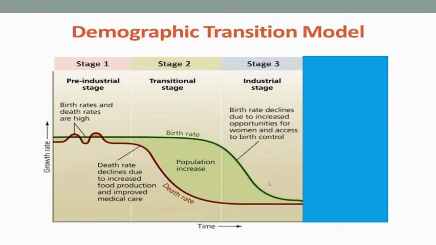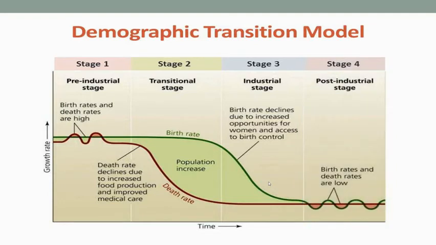So whereas the population is flat in stage one, it increases in stage two quickly. And then in stage three, we have what's considered an industrial stage. Now the death rates are low due to better food and medical care, but as opportunities increase for women, economic opportunities, educational opportunities, and they gain access to birth control, then birth rates start to decline as women have more control over whether or not they have children. And then finally, stage four is the post-industrial stage. Birth and death rates are both low. Population is greater than it has been in any of the other stages, but it is also a steady, constant population.